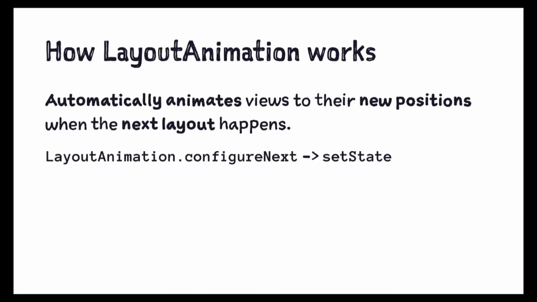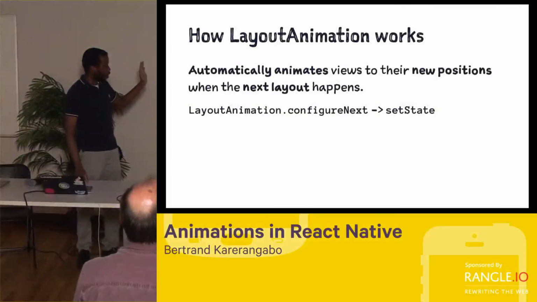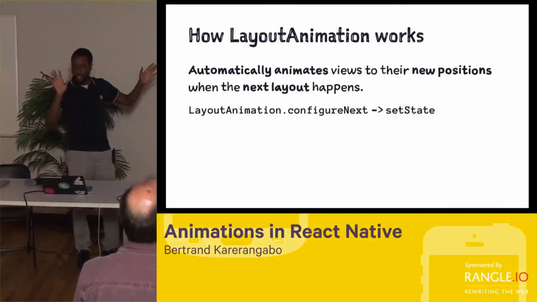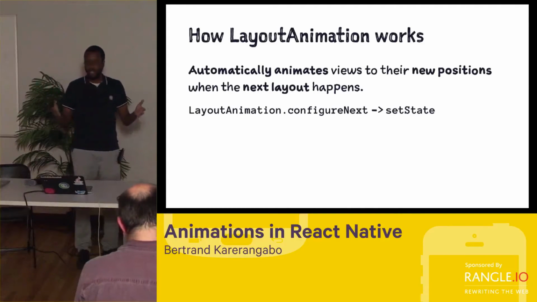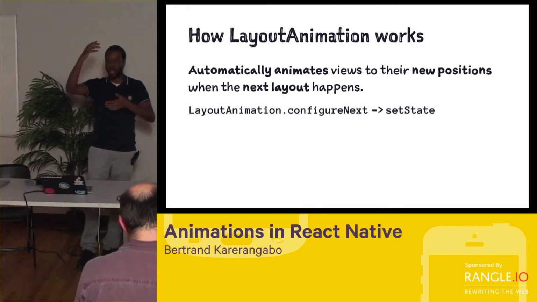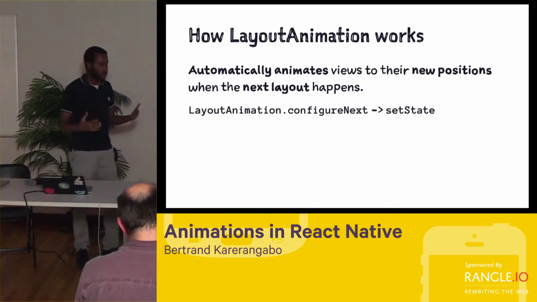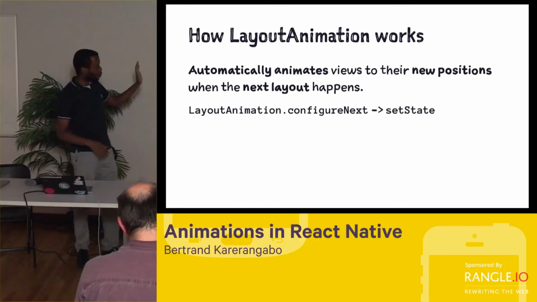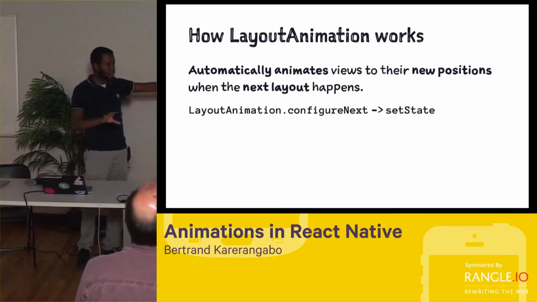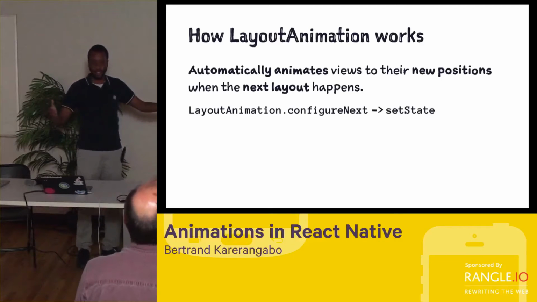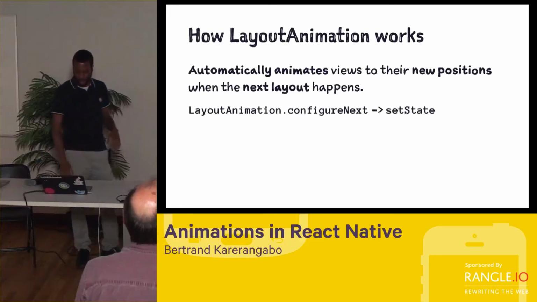So let's look at how it works. It essentially automatically animates. This is key. It takes away the manual aspect of this whole thing. Views to their new position when the next layout is about to happen. Think of a list layout where you want a list to expand, for instance. That kind of work. So typically, the workflow is simple. You configure the next transition, and then you trigger the next state by using setState. That's, broadly speaking, the abstraction here. It's actually quite simplistic. We'll look into just how powerful it is.